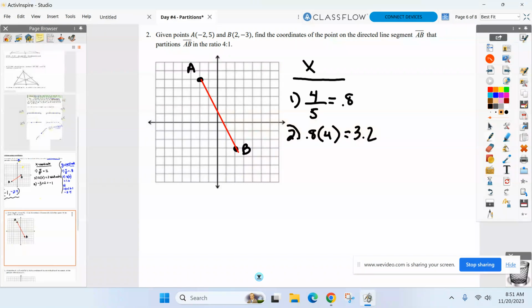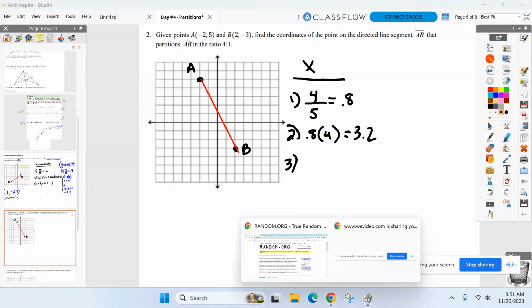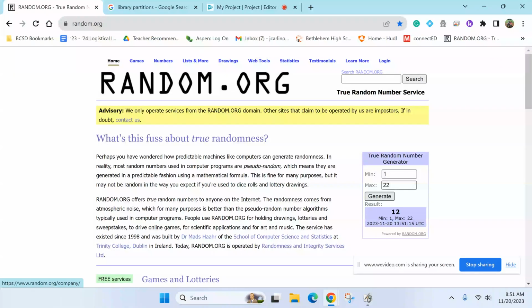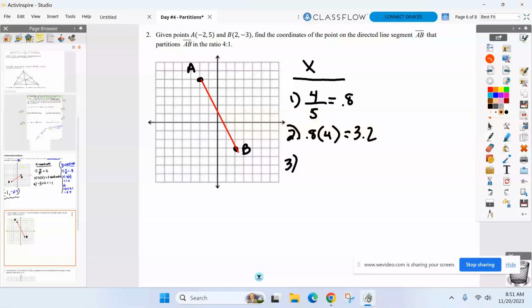3.2. That is not what my x coordinate is. That's not my x coordinate. That is how many units you need to go from the start. And where did we start on the x-axis? Where did we start? -2. So from -2, you go over 3.2. And that is where I end up on the x-axis.